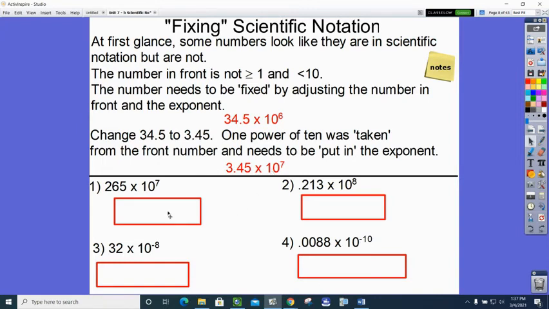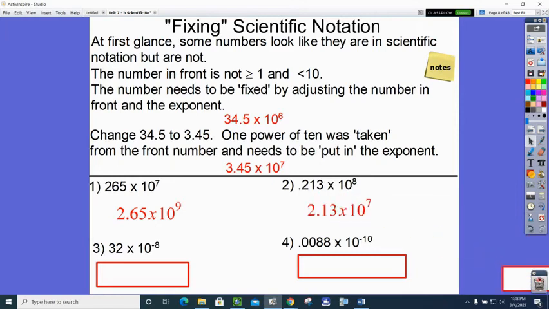Can you please try to do number 1 right now? Fix it. Okay, so the decimal here was after the 5, and it needs to be in between the 2 and the 6. So I'm going to make this number smaller by 2 powers of 10, and I need to compensate, do the opposite, and make that bigger. Did you get 2.65 times 10 to the 9? Okay, how about the next one? This time I had to make the number bigger by a power of 10. So I need to make this smaller. Whatever I do to the front, I have to undo in the back.